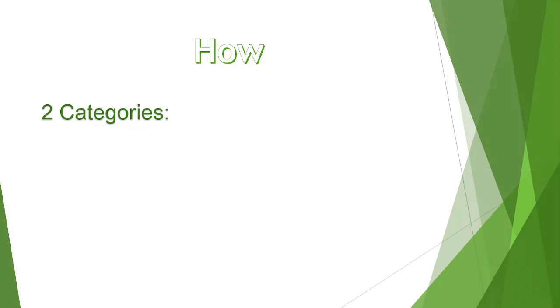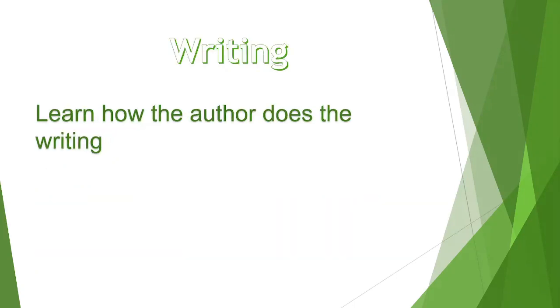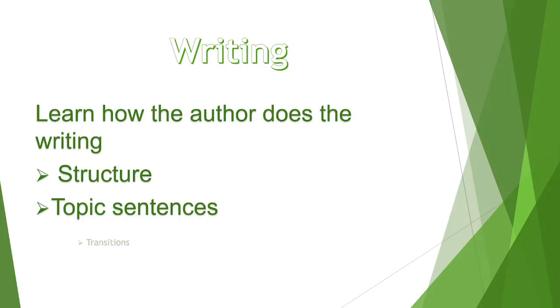You learn about writing and language by reading the text word by word from the first one to the last one, including the questions and choices section. Let's look at how we learn about writing first. You examine the structure, identify topic sentence and transitions.